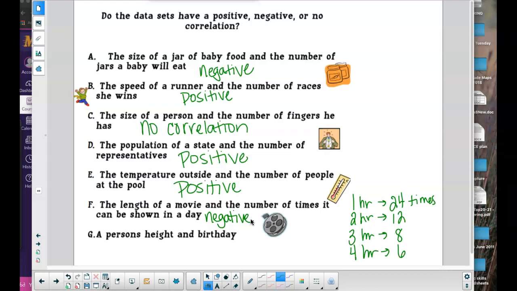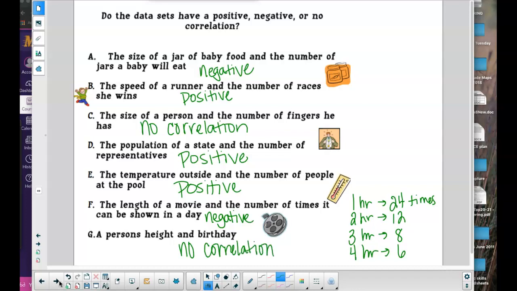Okay, a person's height and their birthday, like the day they're born. A person's height and their birthday. What do you think? No correlation. So if you're born on May 3rd, you're going to be short. But if you're born on May 4th, you're going to be tall. No, it doesn't work like that. It has more to do with genetics. So there's no correlation there.